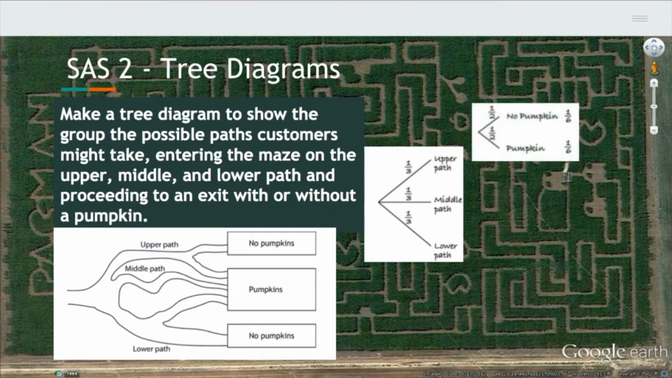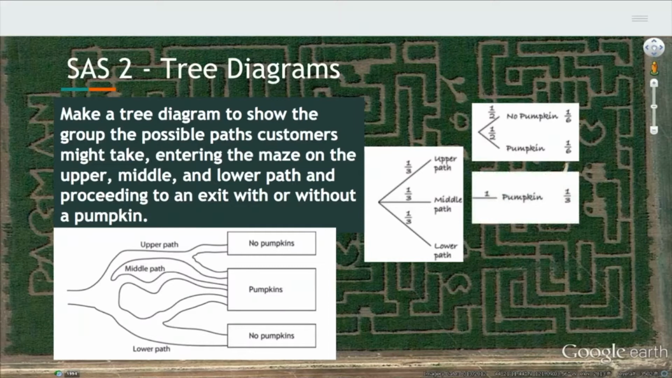And the top pathway, if you take the upper path, if you take the left section, 1/2 of them going on the top upper path would get no pumpkins, and the ones going south or the right path would get pumpkins. The middle path, also 1/3 coming off the front, just goes directly to pumpkins. 1/3 of the people that walk in are going to get a pumpkin, period, at least if they take the middle path.